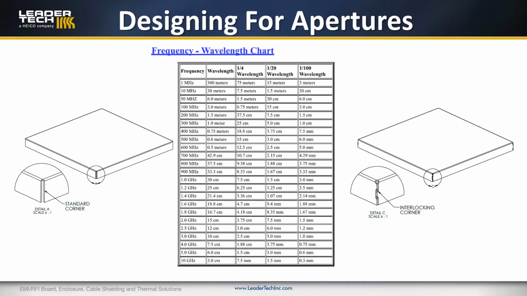So one design that we like to use is the interlocking corner. You can see the shield on the right here. We've got an interlocking corner. They're almost like teeth. When you form the walls of the shield down, the teeth interlock and break up that linear aperture. So rather than having one long seam like you do over here, you have several smaller openings to give you better shielding effectiveness.